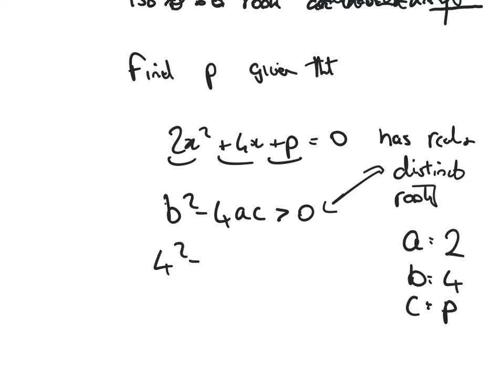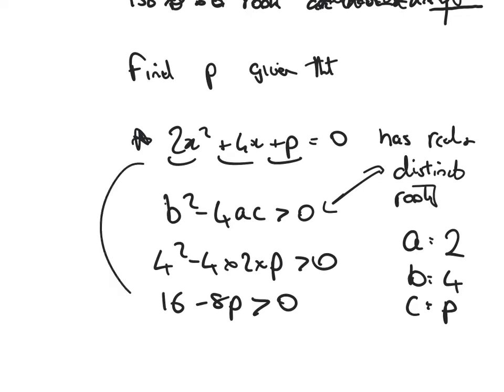So 4 squared minus 4 times 2 times p is greater than 0. I've now got 16 minus 8p is greater than 0. Now this question has now morphed from a discriminant quadratic question into a linear inequality. So we solve linear inequalities like linear equations, so letters to the left and numbers to the right.